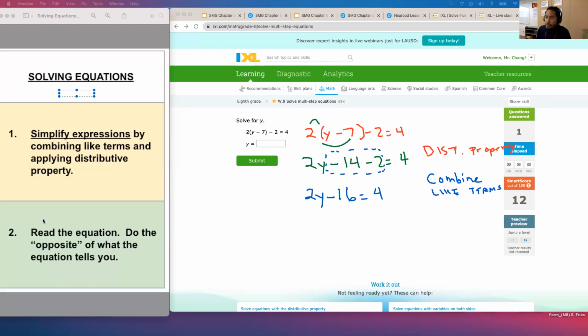Now I'm going to go over here and I'm going to read the equation. I'm going to do the opposite of what it tells me to do. So 2 times y minus 16 equals 4. It is telling me that I want to subtract 16 from 2y. So I'm going to do the opposite of subtraction, which is to add 16 to both sides.